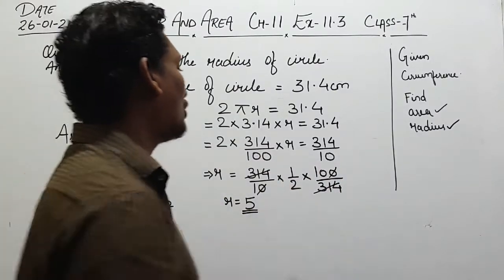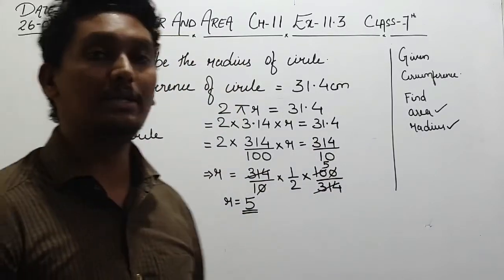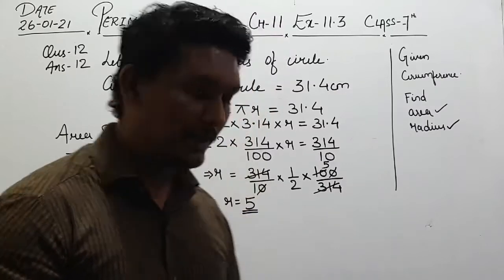So 2 fives are 10. So we are left with radius 5 centimeter. Now we got the radius R, that is 5 centimeter.